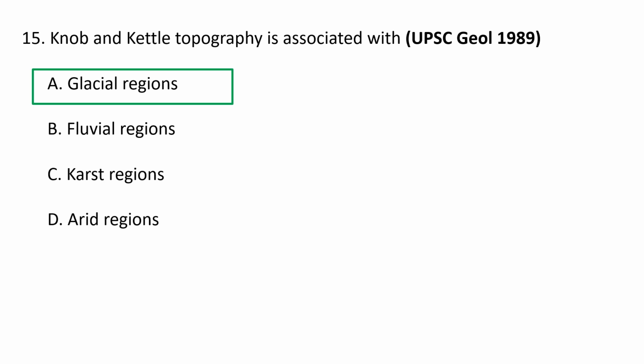The kettle, it results from the melting of a block of ice enclosed in the drift. So that's why this is known as a knob and kettle topography. It is associated with glacial regions. A is the correct answer.